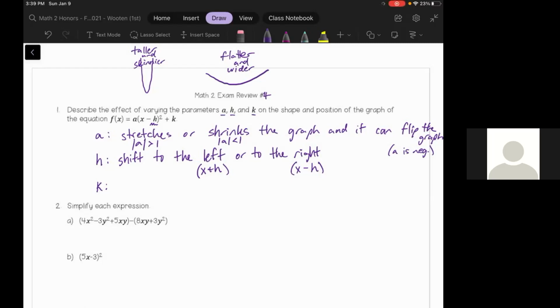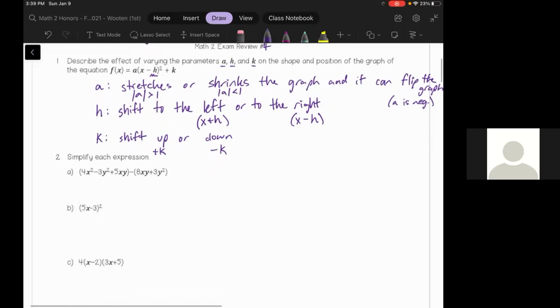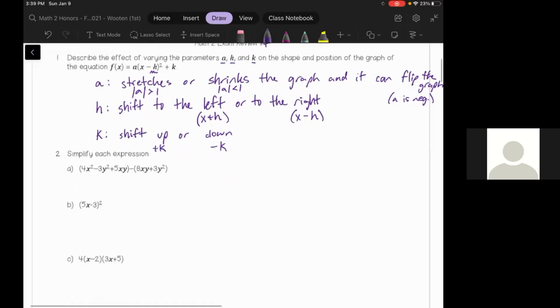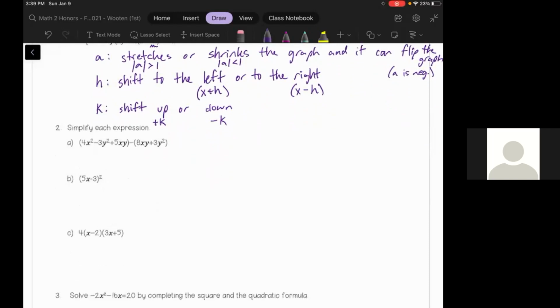And then finally, the plus K on the end, that gives us a shift up or down. So anytime we add K, if it's a positive K value, it's going up. If it's a minus K value, it's going down. It's basically just going to indicate where that vertex gets shifted in this particular vertex form. All right, so that's number 1. I'm going to go ahead and do a number 2 as well.